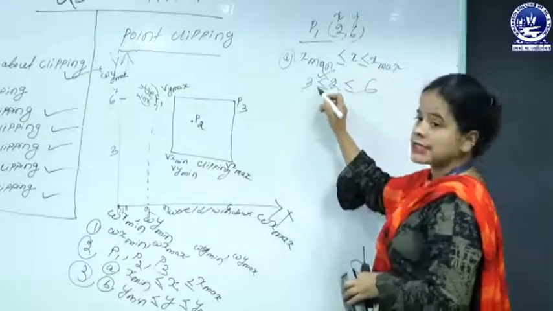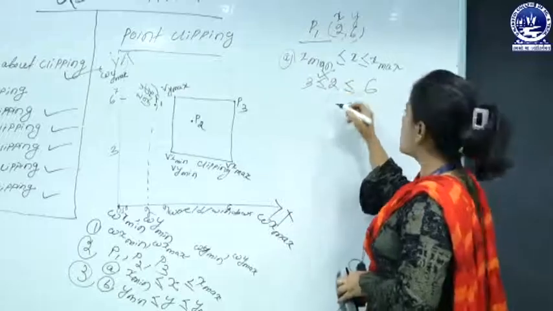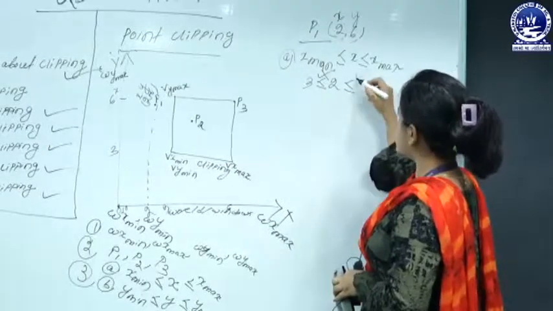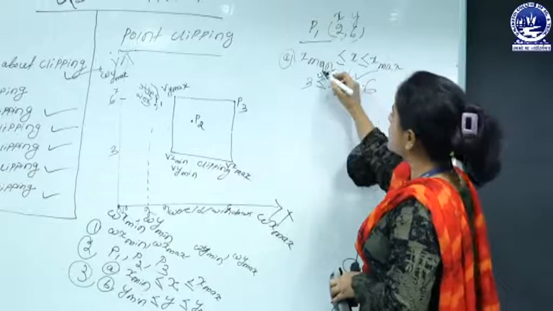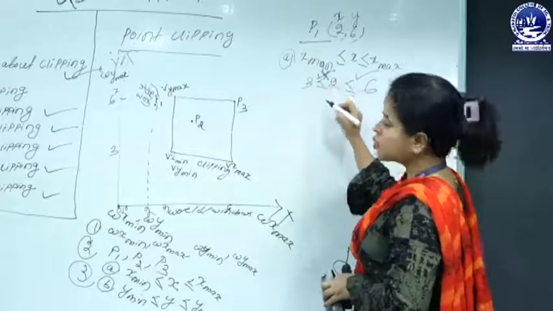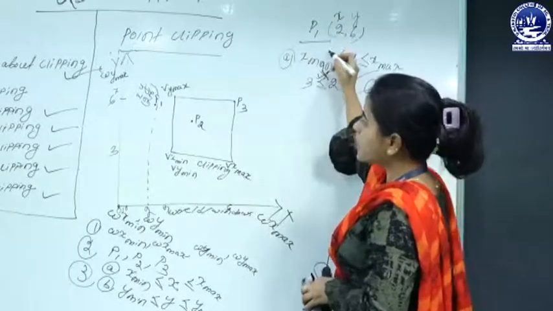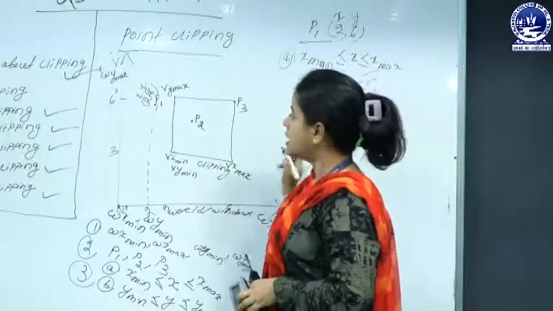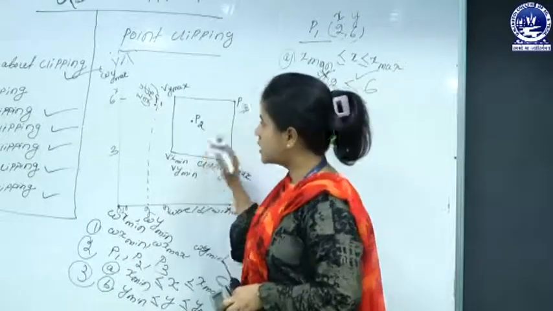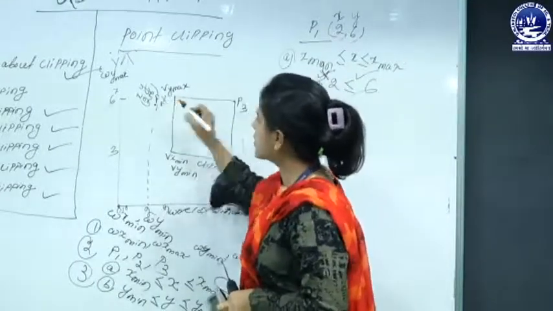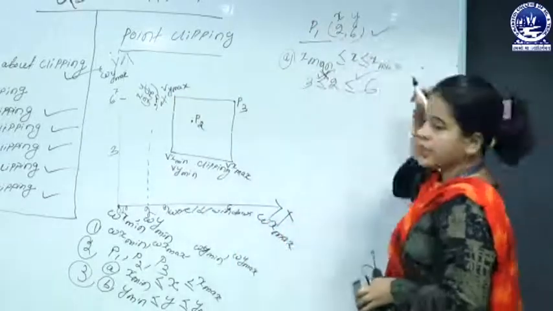3 is less than or equal to 2, no. 2 is less than or equal to 6, yes, that condition is satisfied, but here the first condition is false. So that means the P1 coordinates cannot be present inside the clipping window region. So we have to reject the clipping point P1.